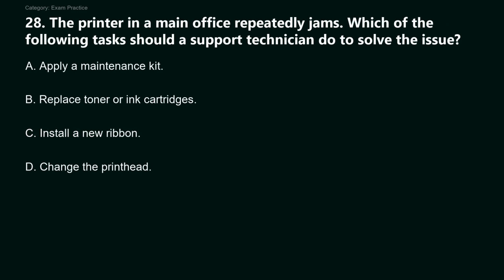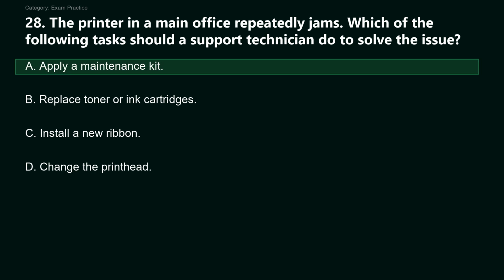Question 28. The printer in a main office repeatedly jams. Which of the following tasks should a support technician do to solve the issue? Option A, apply a maintenance kit. Option B, replace toner or ink cartridges. Option C, install a new ribbon. Option D, change the print head. The correct answer is option A, apply a maintenance kit.